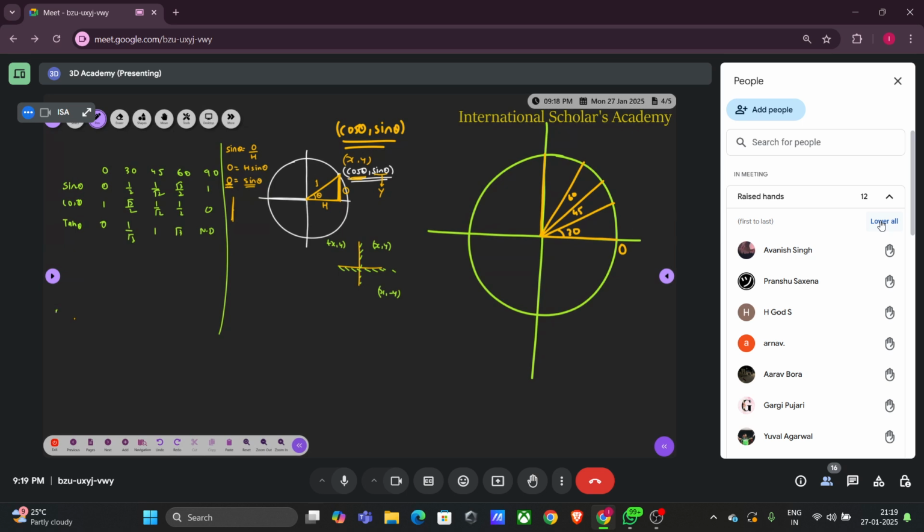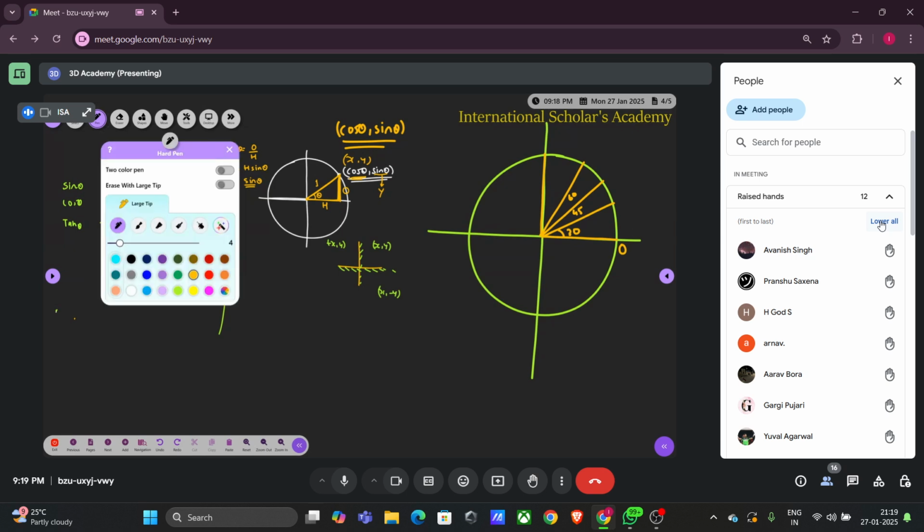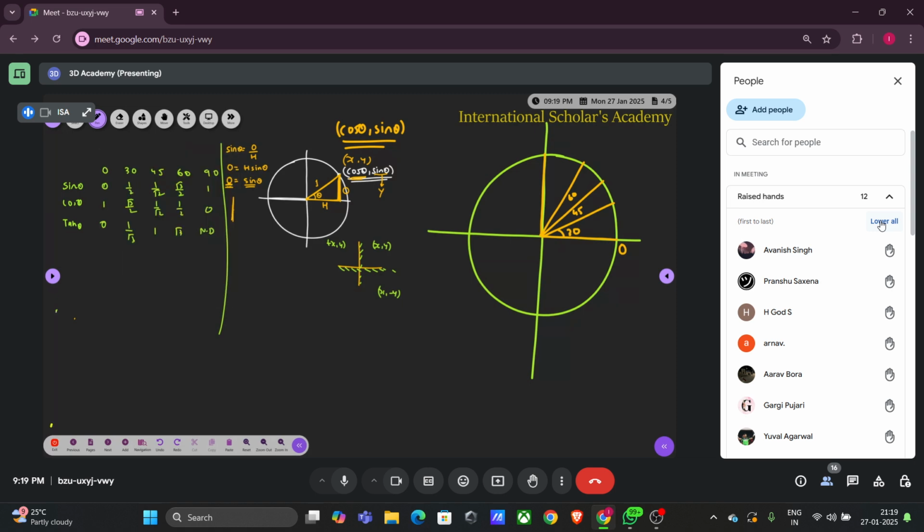Now I am just writing down the coordinates. Okay? Now this is on x axis only. So x coordinate when theta is 0 degree. When theta is 0 degree, x coordinate. So x coordinate is cos theta, y coordinate is sin theta. Yes or no? So what is the value of x? 1.